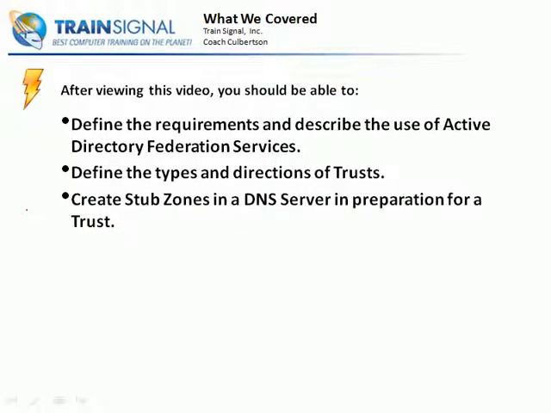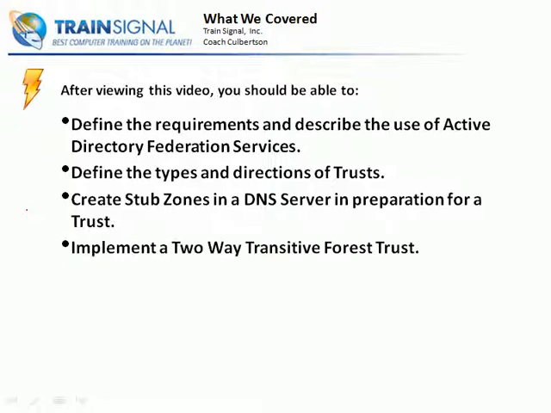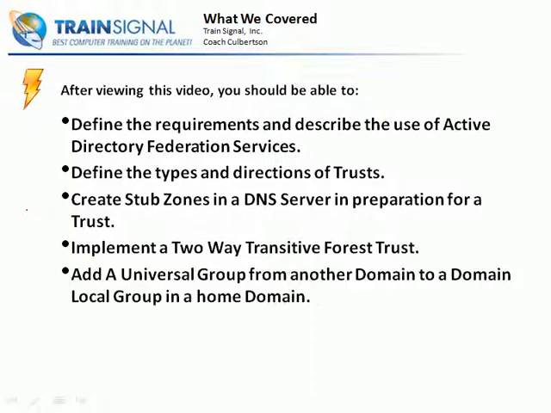You should be able to create stub zones in a DNS server in preparation for a trust. And last but not least, you should be able to implement a two-way transitive forest trust. And you should also be able to add a universal group from another domain to a domain local group in a home domain. So I want you to be able to do these things.